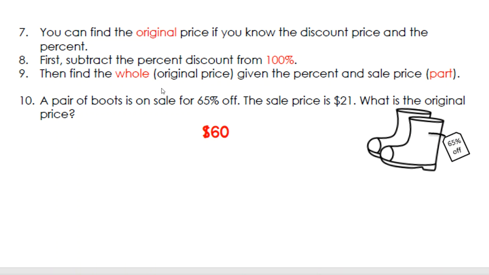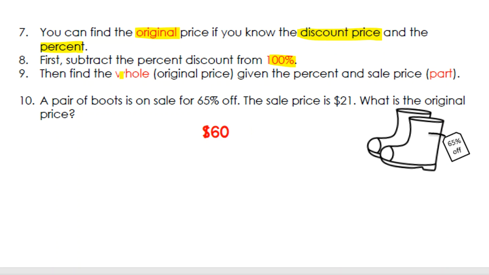Okay, so number 7, you can find the original price. Go ahead and highlight that. You can find the original price if you know the discount price and the percent. Okay, so you can find the original price if you know the discount price and the percent. First, you subtract the percent discount from 100%.